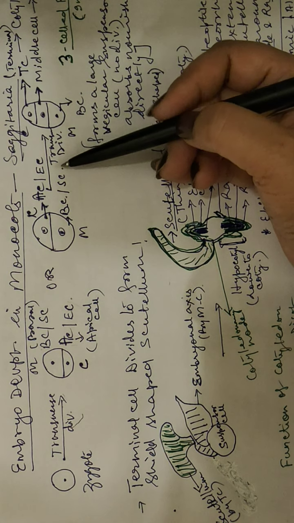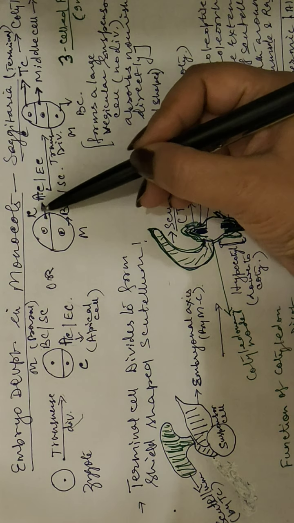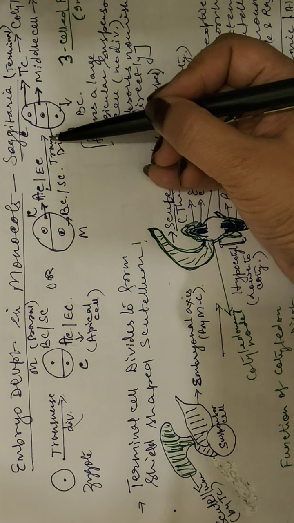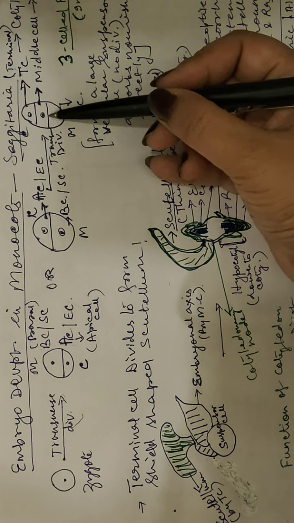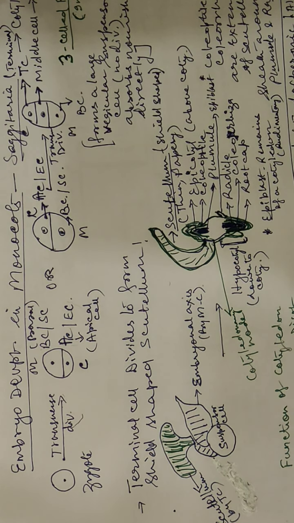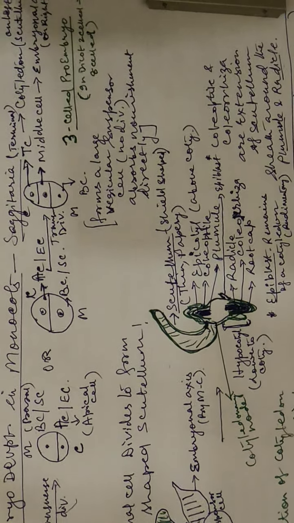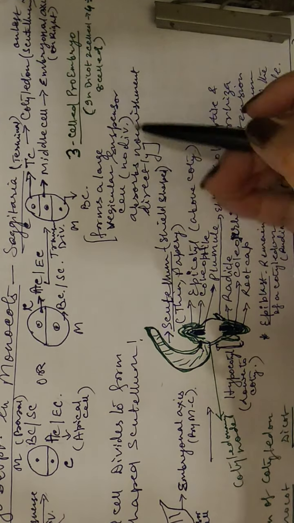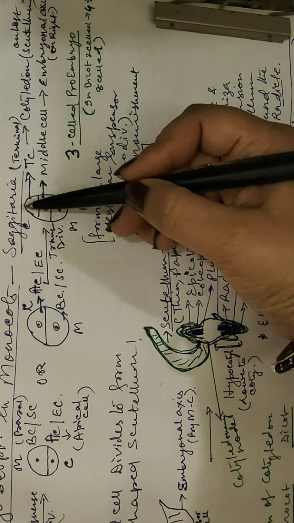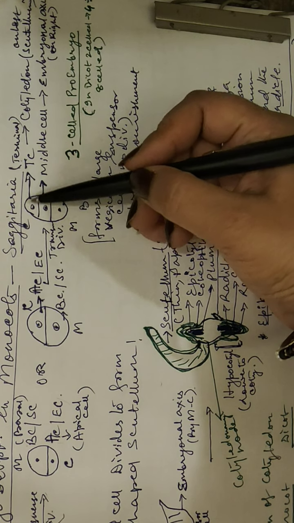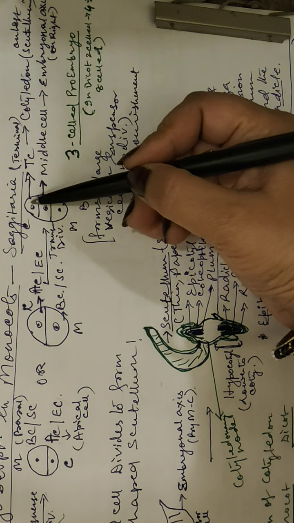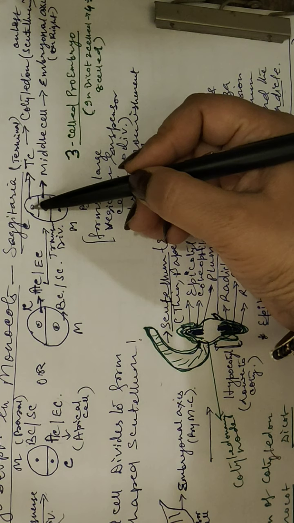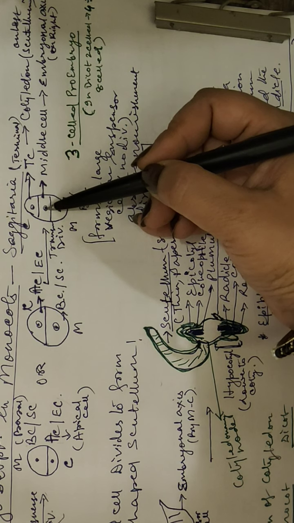Now what is the next step? This apical cell or embryonal cell divides by a transverse division and forms a three-celled proembryo. How? Towards the chalaza, this apical cell forms a terminal cell and the other is a middle cell. So these are the two cells it forms. Terminal cell towards the chalaza, and middle cell.